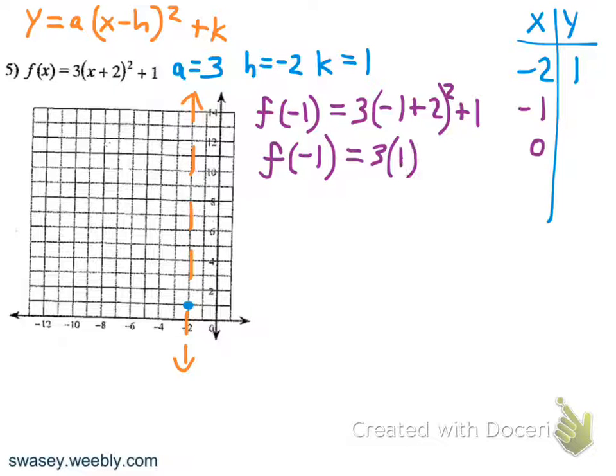We won't change that. On the right side, -1 plus 2 is 1. 1 squared, 1 times 1 is 1, and then 1 times 3 is 3, and then 3 plus 1 gives us 4. I guess I could have showed one more step in there. So we have a point at negative 1, 4.